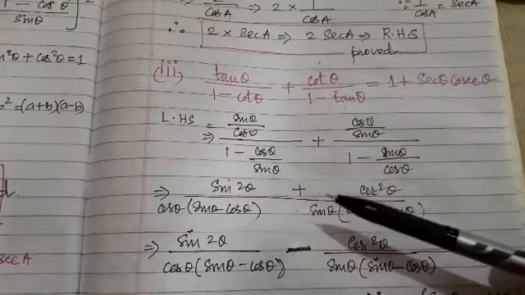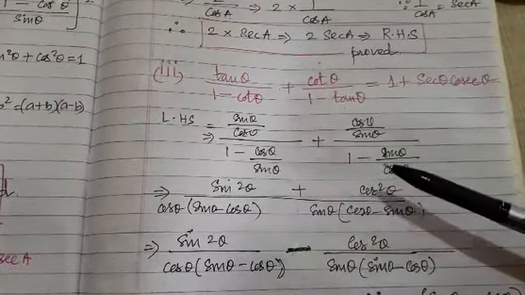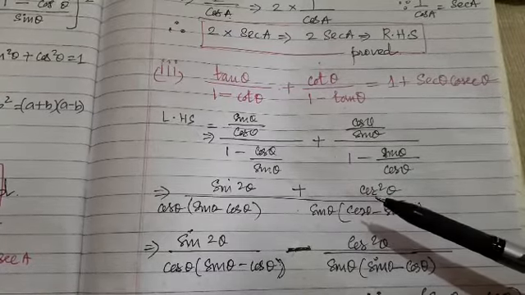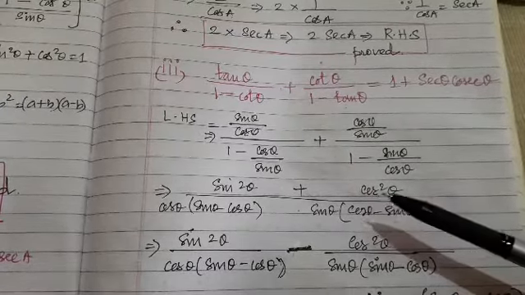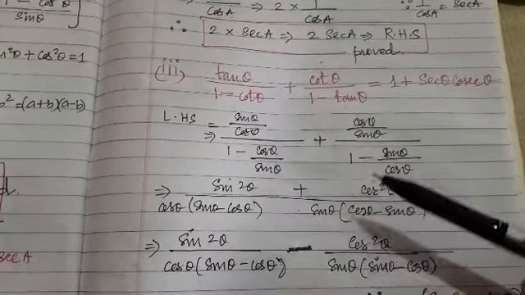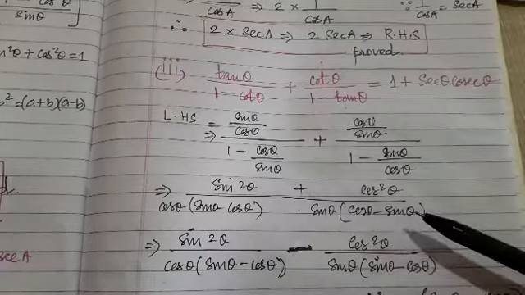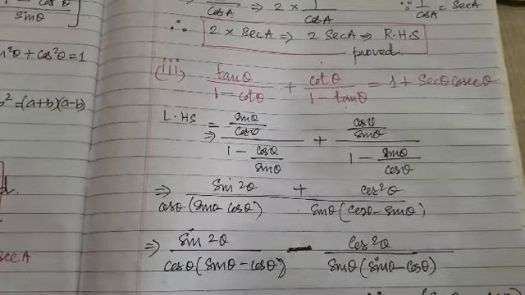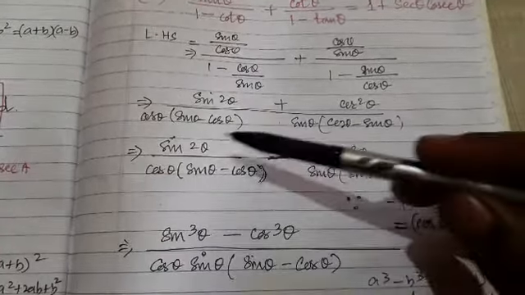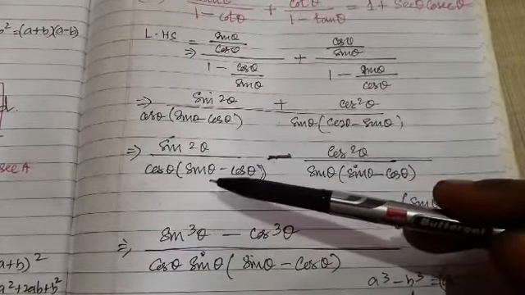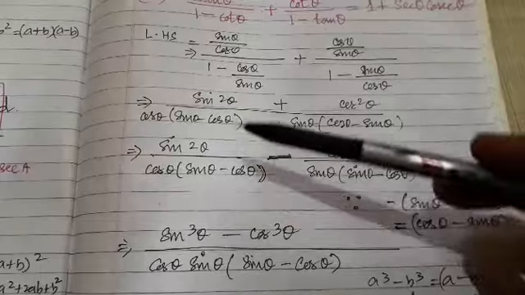Second part, plus, here also cos theta will become the denominator, this cos will go to the top, reciprocal. So in the numerator it will become cos square theta upon sin into cos theta minus sin theta, this would become the denominator. Then you see what I am doing here, this first part is sin square theta upon cos theta into sin theta minus cos theta, first part.